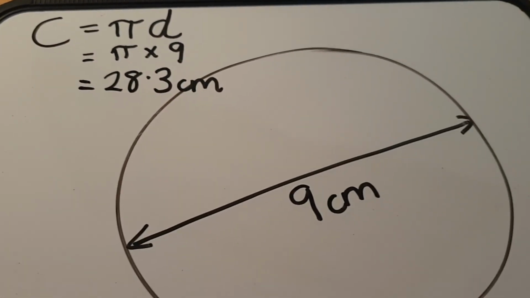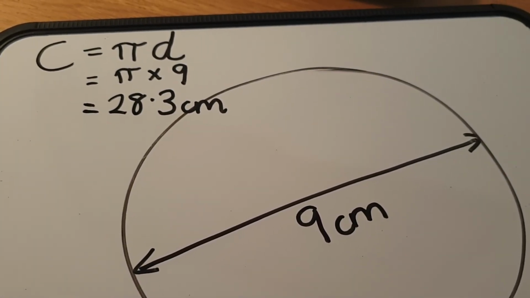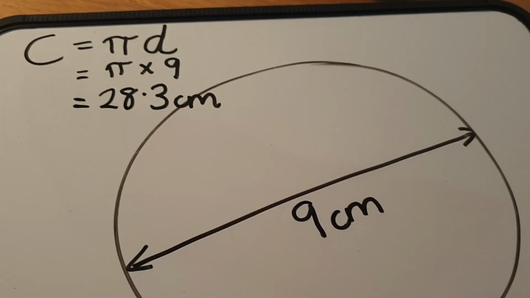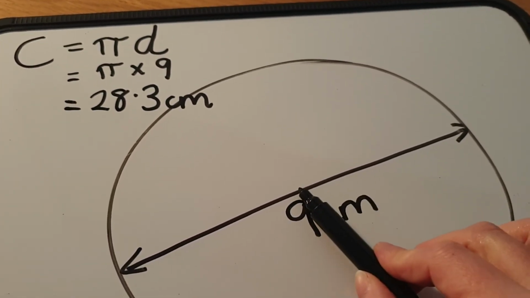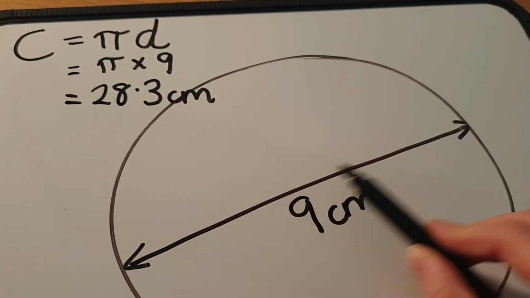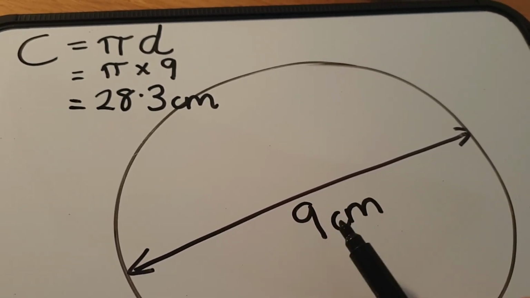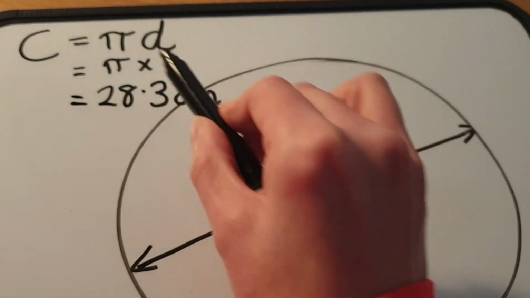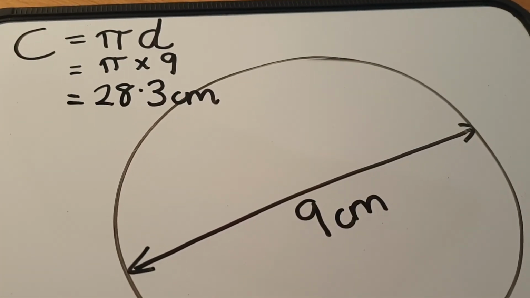If you were ever given a radius instead of a diameter for finding the circumference, just make sure you double it. So if a radius is from the centre to the edge, so if they told you the radius was, in this case it would be 4.5, you would have to have doubled it to get the 9 before you can put it into this formula. So just be careful with things like that.